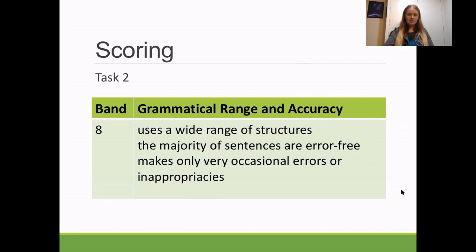A score of 8 would be similar, but you're using a wide range of structures. The majority of the sentences are error-free and it makes only very occasional errors or inappropriacies. So you're using a very wide range. You have very few errors, and most of your sentences are perfect.